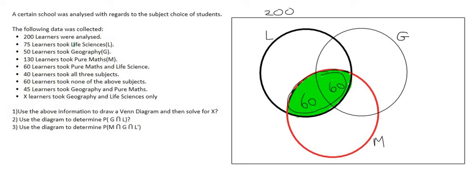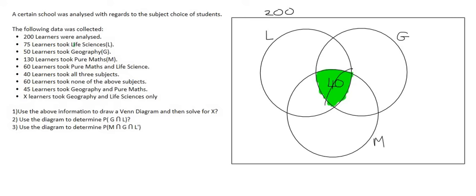Then we get to an interesting one. It says that 40 learners take all three subjects. Well, where would all three circles intersect? Take some time, but what you would find is that they all intersect over here. And so there we go. We can definitely go and place a 40 in there, because that green section is one part. There aren't lines, for example, going through it, so we can put the 40 over there.